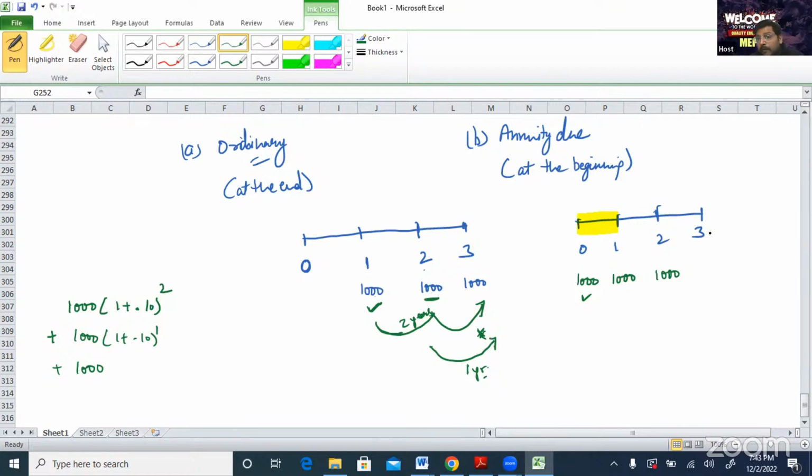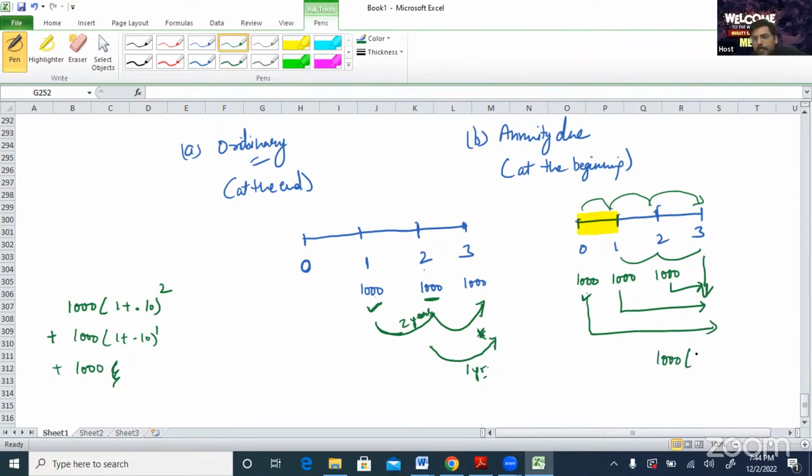But what will happen here? If I want to know the value at the end of year 3, again I have to reach here only. So this cash flow will be compounded for 1 year. This cash flow will be compounded for 2 years. You can see 1, 2, and this cash flow will be compounded for 3 years. You can see 1, 2, and 3. So here, what will be the situation? This cash flow is compounded for 3 years.